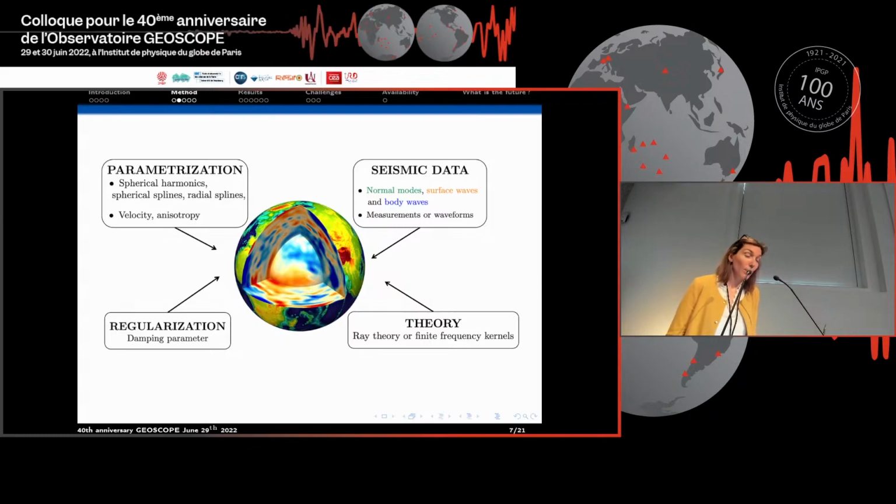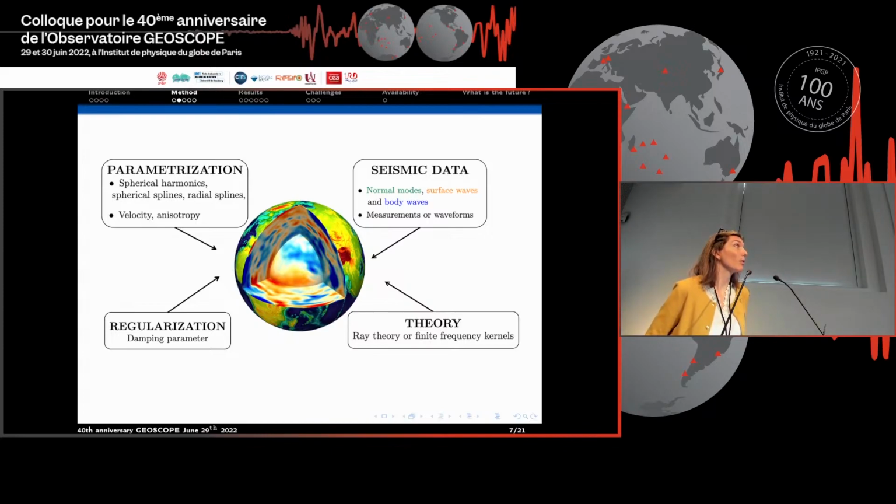As I said before, we need a theory because we need to be able to solve the forward problem to do the inversion, and so this comes with some assumptions and limitations. And finally, last but not least, there is the parametrization, which is how you're going to describe your function on the sphere, so basically cells or continuous function. And this comes also with limitations at the end.